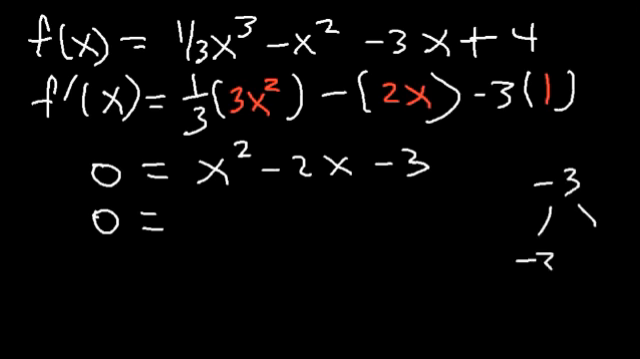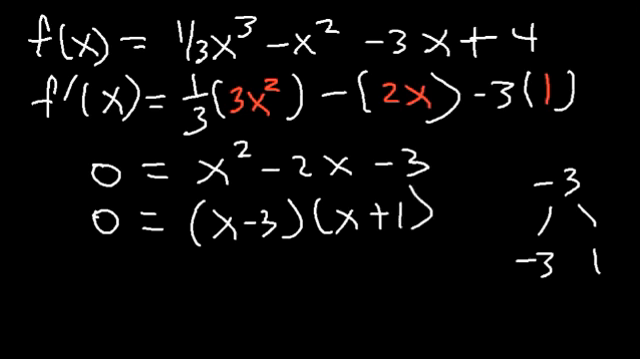This is going to be -3 and 1. -3 times +1 is -3, but -3 plus +1 is -2. So it's x minus 3 and x plus 1. So the critical numbers in this graph are 3 and -1. Now what you want to do is put those numbers on a number line and create a sign chart.